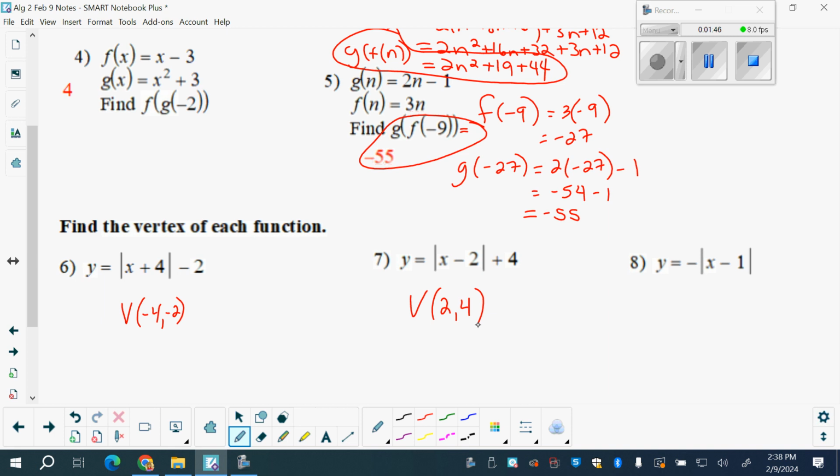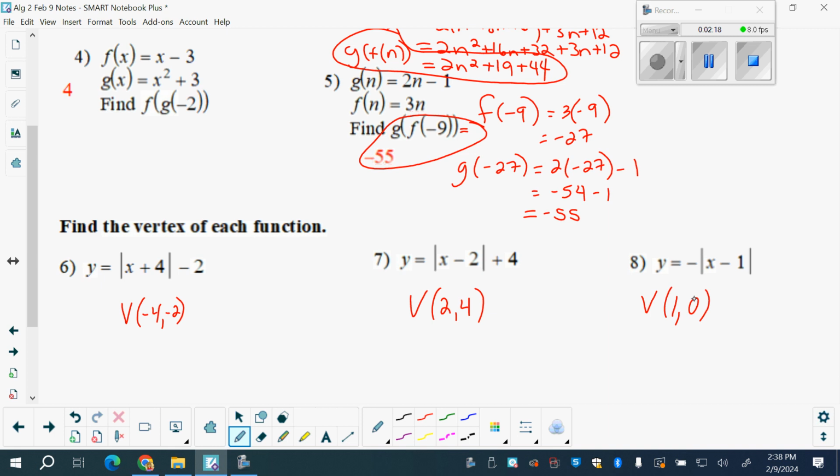Okay, what about number 8? What's the vertex on number 8? Nate, what'd you say? 1, 0 is correct. So inside here, we get a 1 for the x value. The only thing I could add out here would be a 0. So it's 1, 0. Is that coming back to you? No. We're going to use that today. There's a pattern. It was the same thing.